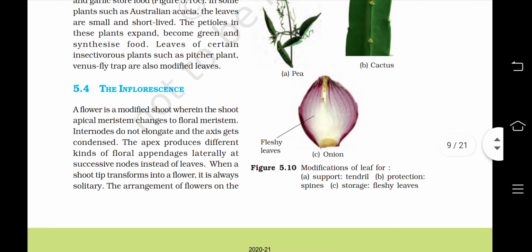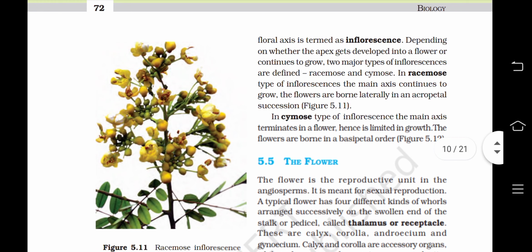Now the inflorescence. The flower is a modified shoot wherein the shoot apical meristem changes to floral meristem. Internodes do not elongate and the axis gets condensed. The axis produces different kinds of floral appendages, laterally at successive nodes instead of leaves. When a shoot tip transforms into a flower, it is always solitary. The arrangement of flowers on the floral axis is termed as inflorescence.